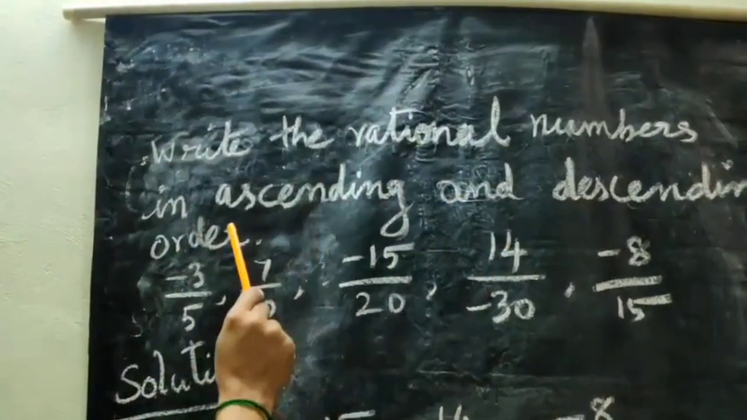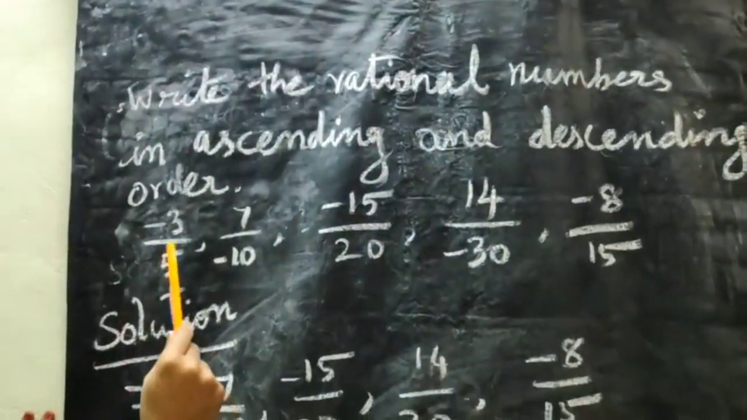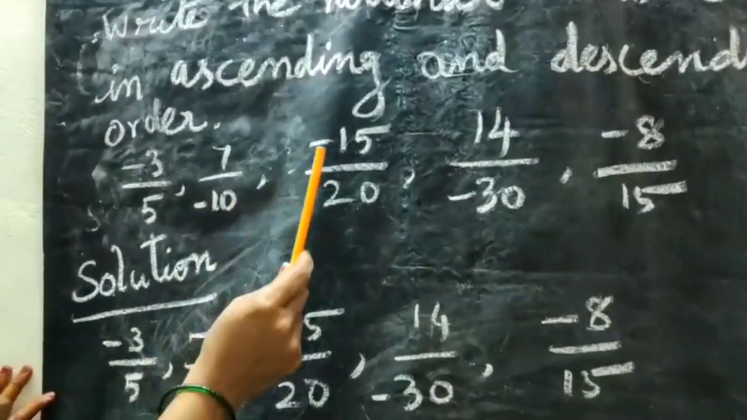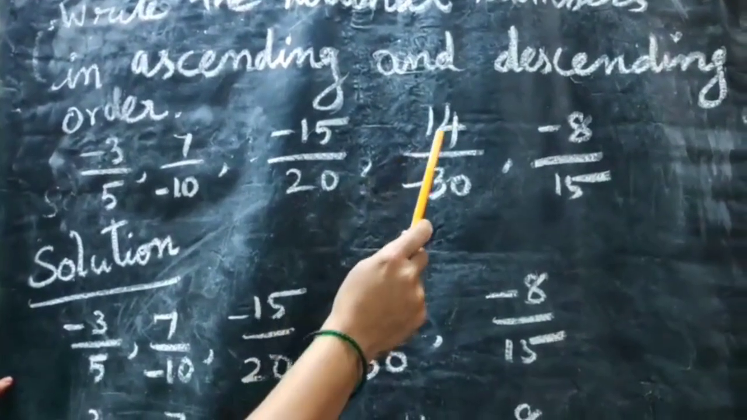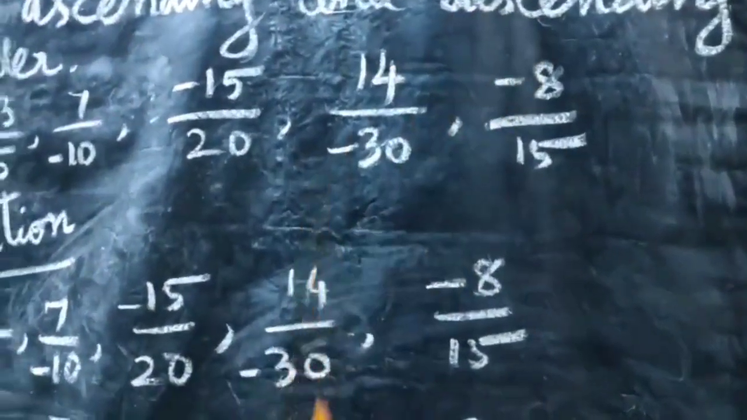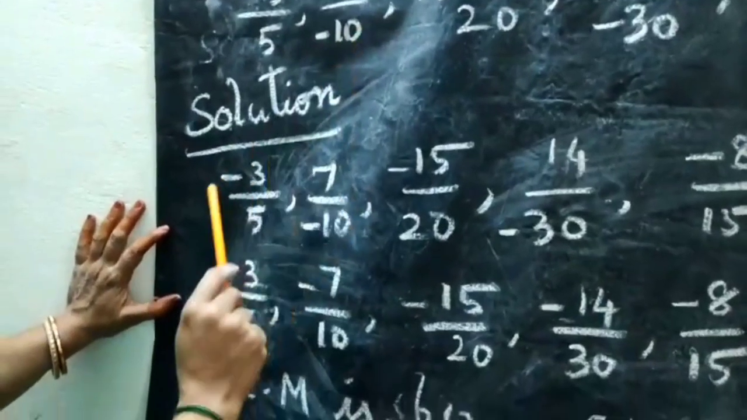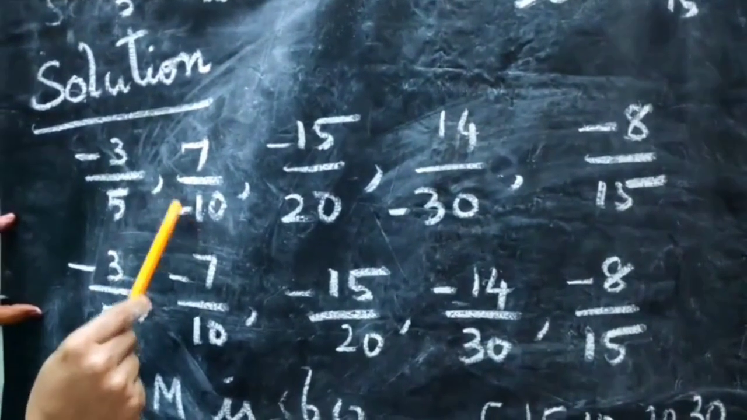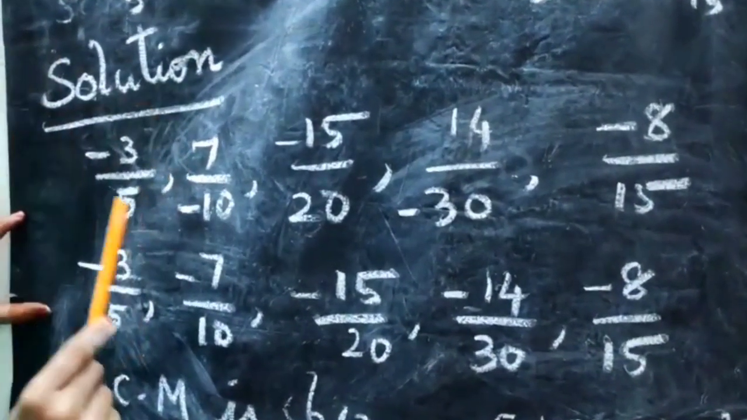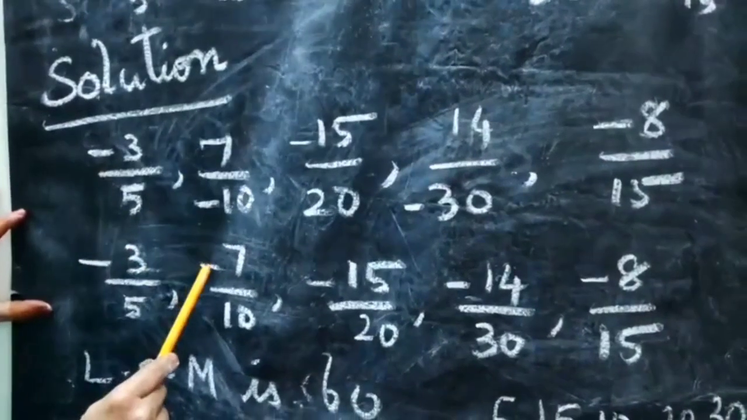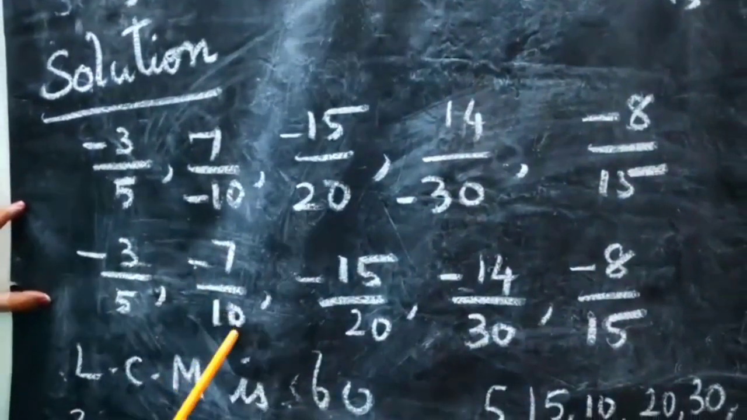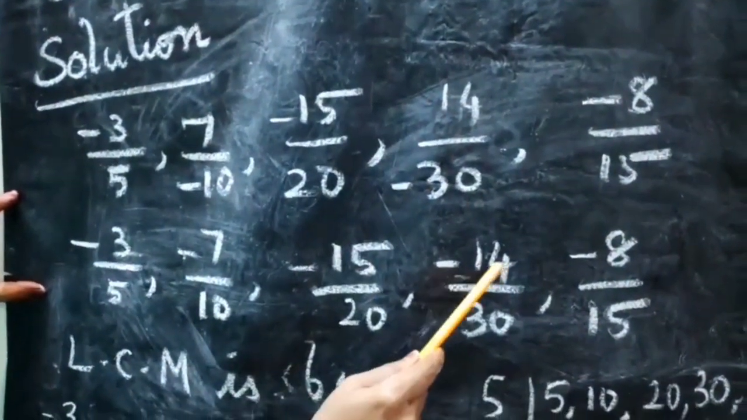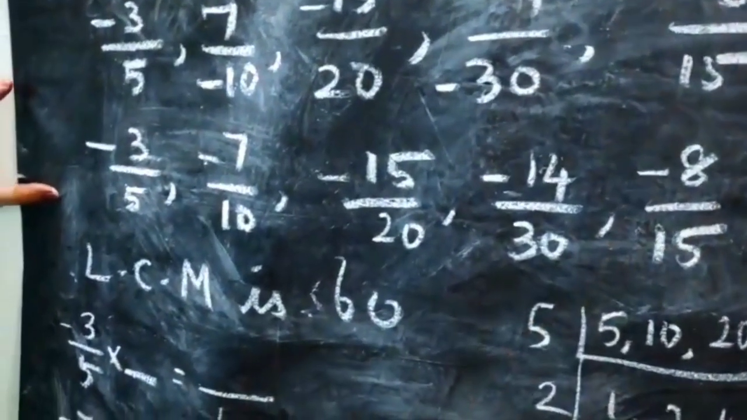Write the rational numbers in ascending order and descending order. What is the first rational number? Minus 3 by 5, comma, 7 by minus 10, comma, minus 15 by 20, comma, 14 by minus 30, comma, minus 8 by 15. Solution: you write the question again. Okay, so minus 3 by 5. Here the denominator has a minus symbol, so you write it in proper form, moving the minus symbol up to the numerator. Minus 7 by 10, comma, minus 15 by 20, comma, minus 14 by 30, comma, minus 8 by 15.